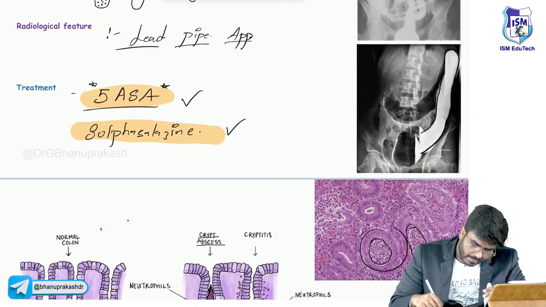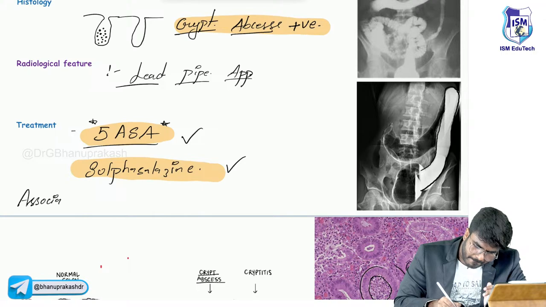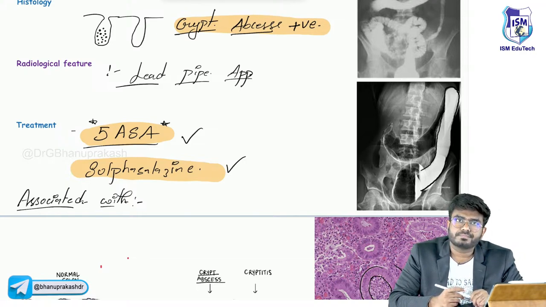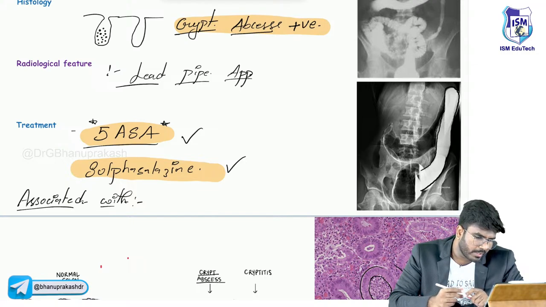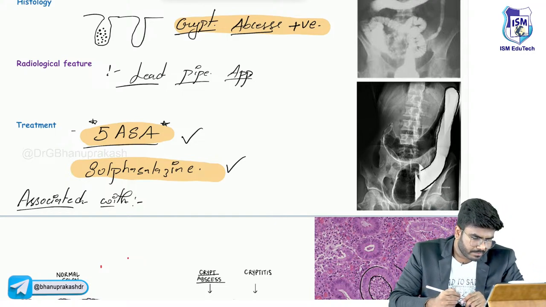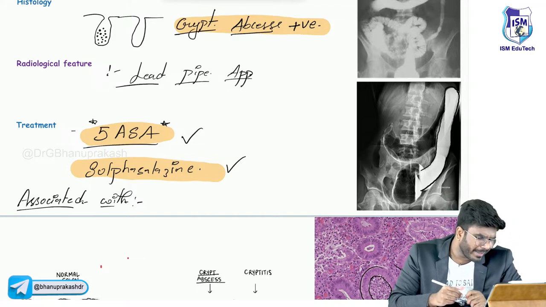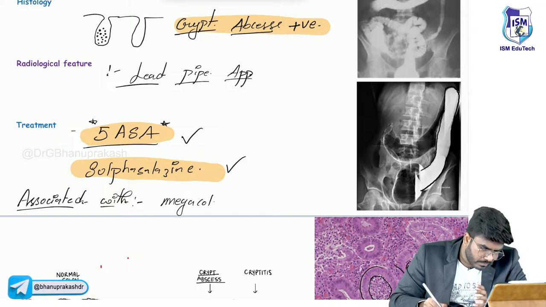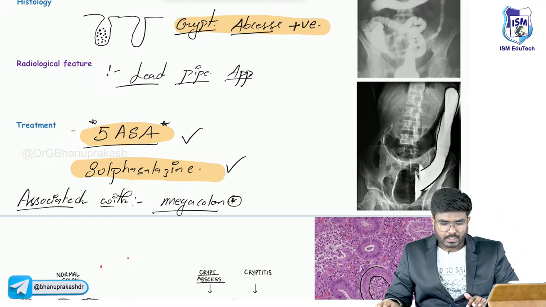Let me write. Ulcerative colitis is associated with, any idea, Ashutosh? No, not pancolitis. It's associated with Hirschsprung disease or megacolon. Okay, megacolon, sir. So that's not that important anyway.